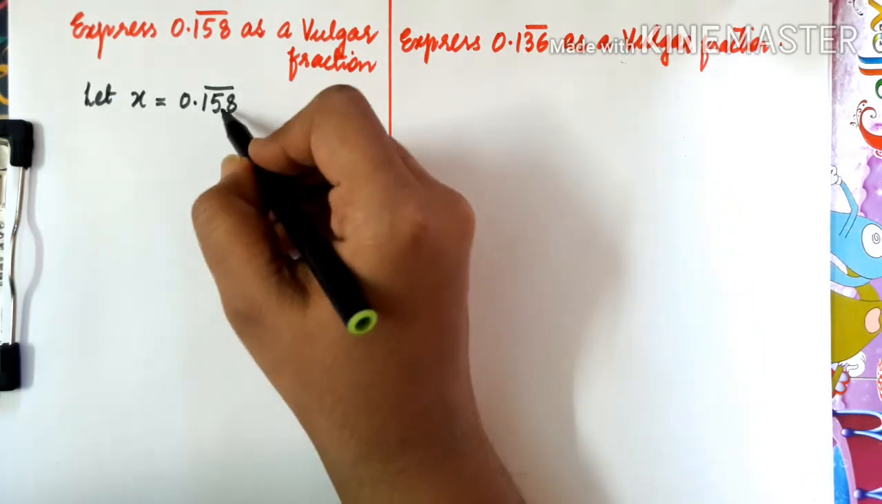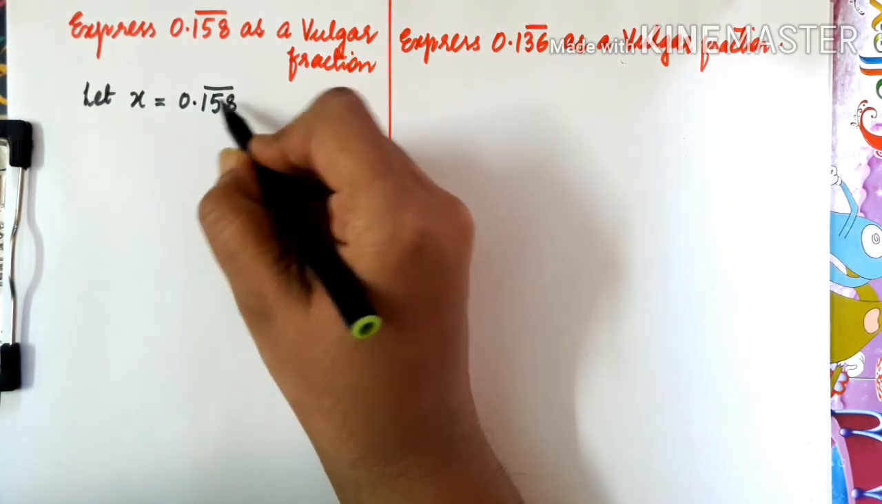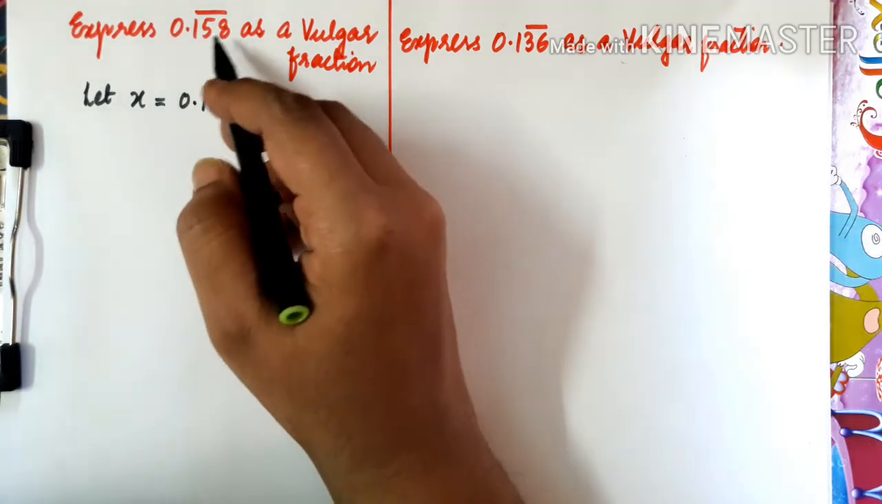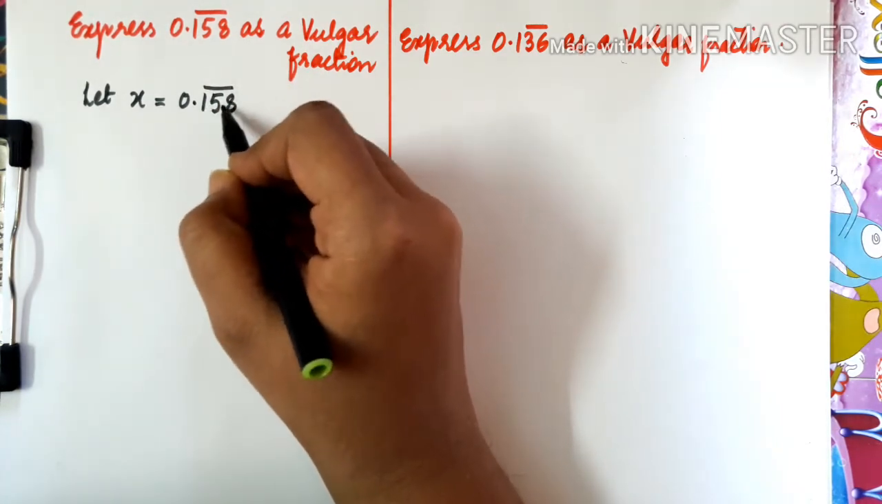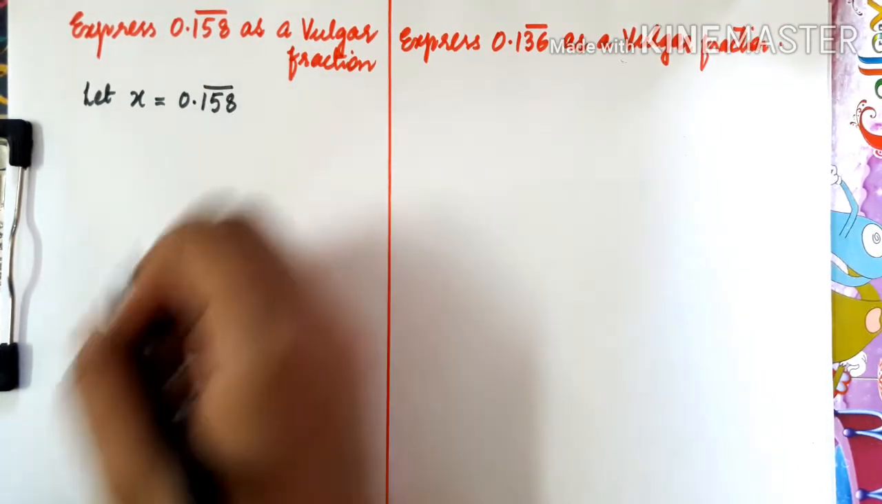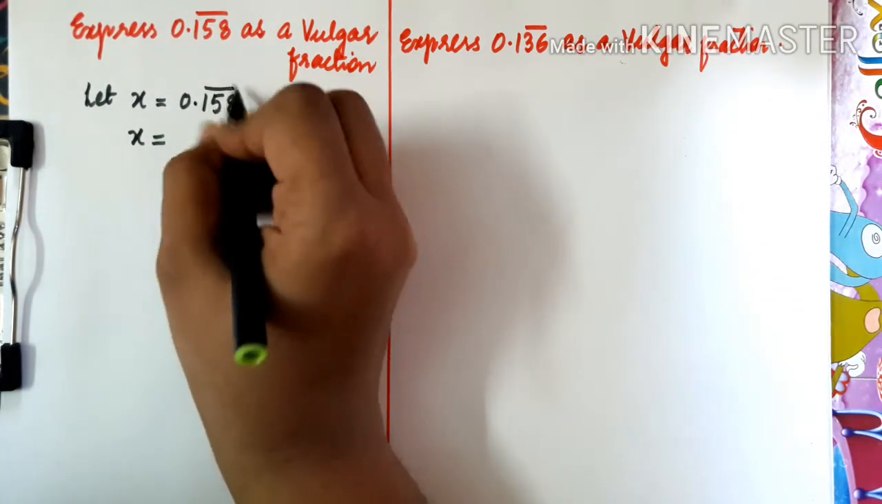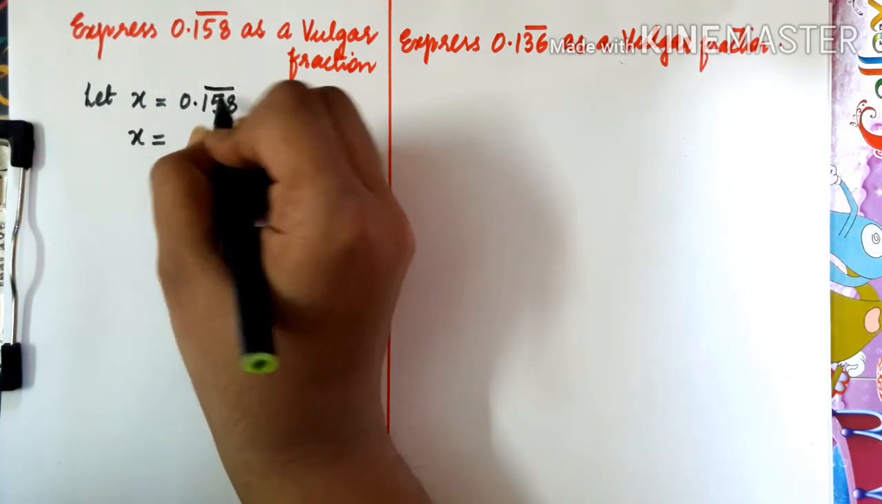On 158 the bar is placed. So what does that mean? 158 is repeating. This is actually a recurring, repeating decimal. On 3 digits we have got a bar. So the next step is x equals 0.158 repeating. Because the bar is placed, we can say that 158 is repeating.